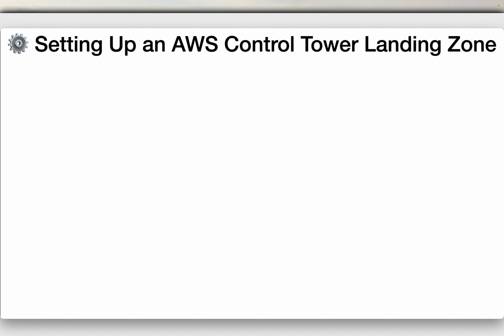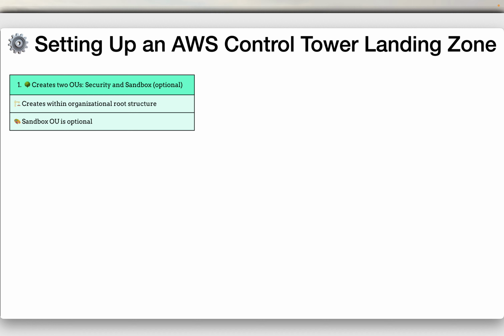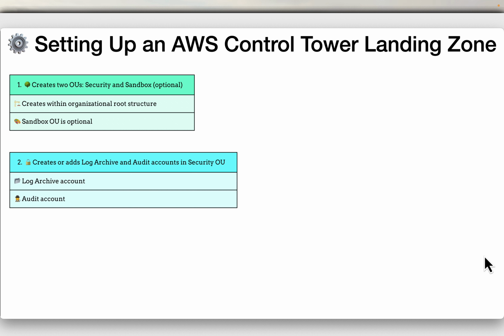Okay, setting up an AWS Control Tower landing zone. So you can choose security and sandbox. Sandbox is optional. So both OUs are optional. Then the log archive account and the audit account. So this is under security OU, log archive and audit accounts. These are AWS accounts. So under security OU, it will create two AWS accounts, one for log and one for audit.